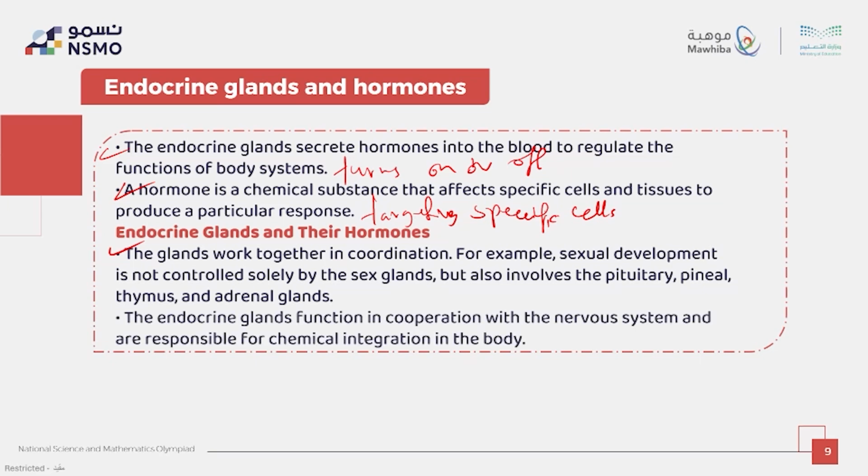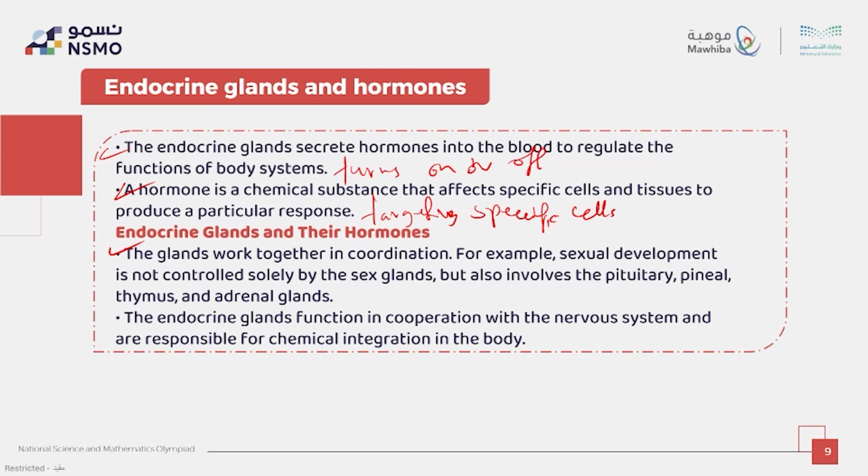The last one. The endocrine glands function in cooperation with the nervous system and are responsible for chemical integration in the body. It means the nervous system sends fast electrical messages while the endocrine system sends slower chemical ones, but with longer and lasting effects.